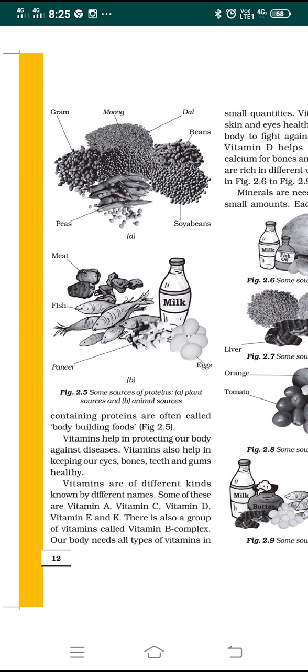Then from which kind of animal sources do we get the proteins? Those are again meat, milk, fish, paneer, egg. So these are all the examples for proteins. Dear students, you have to remember this. Okay, so let me continue the remaining part of the lesson tomorrow.